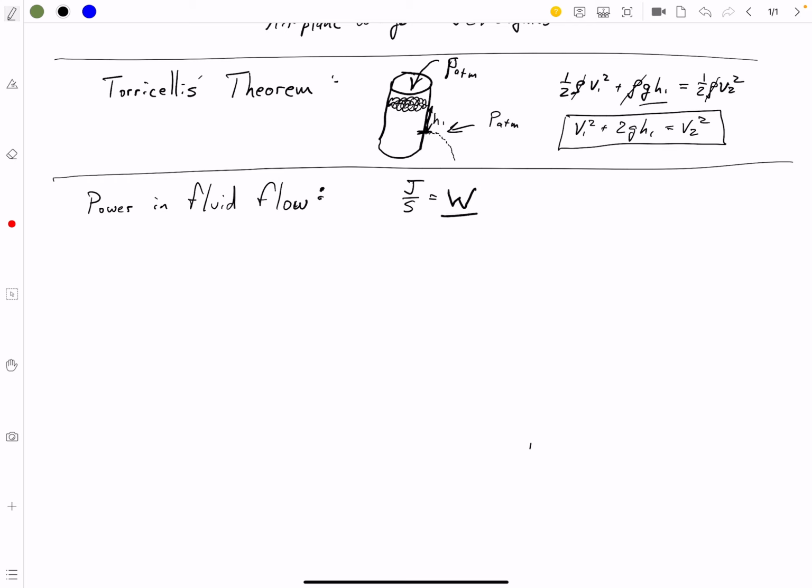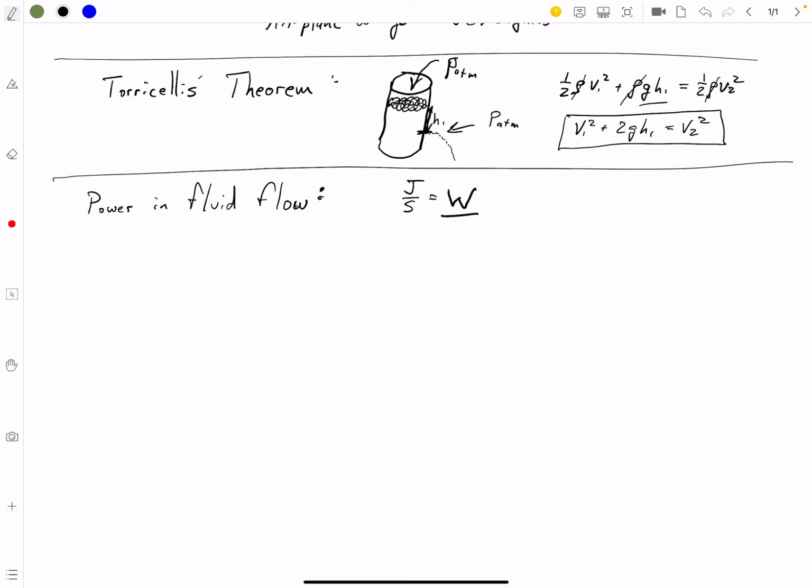I do watts like this with the upside down mountains, sharp pointed mountains, because we need to kind of distinguish work from energy or from watts.